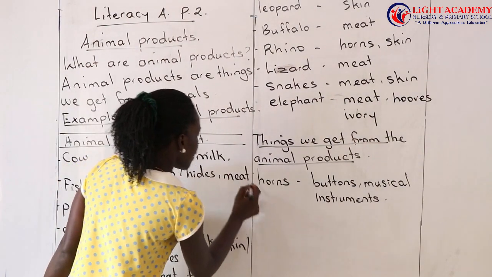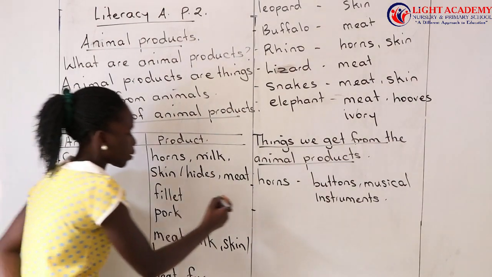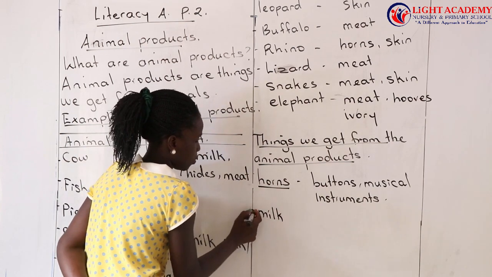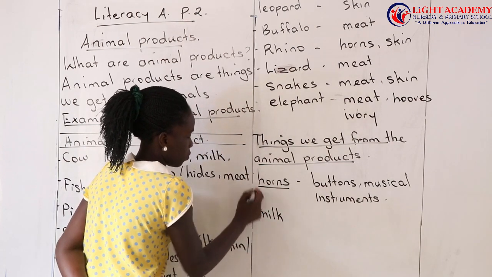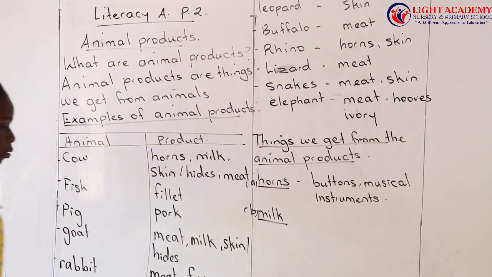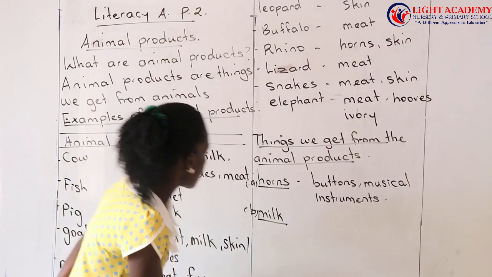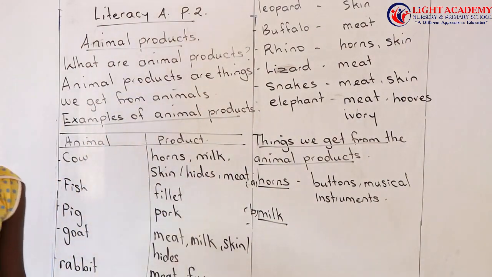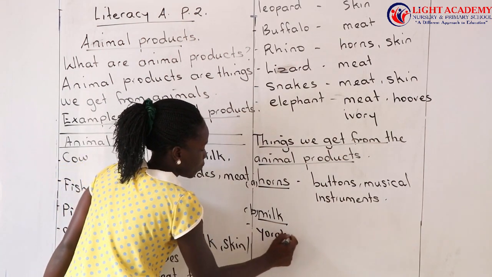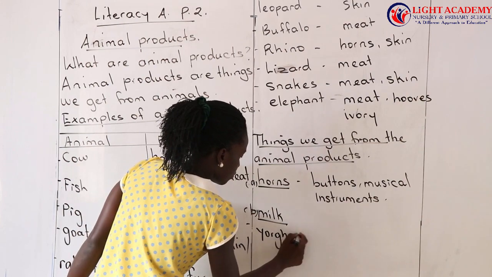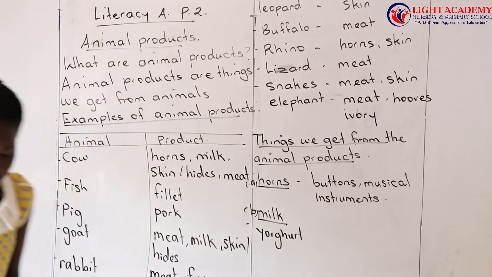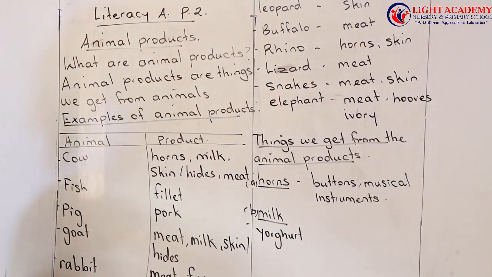And then we have another one. We have the milk. Which product do people get from the milk, or the milk that we get from animals? Milk got from animals, we get what you call yogurts. Most children enjoy what you call the yogurt. From the milk, we get yogurts. Everyone enjoys yogurt, most especially children.